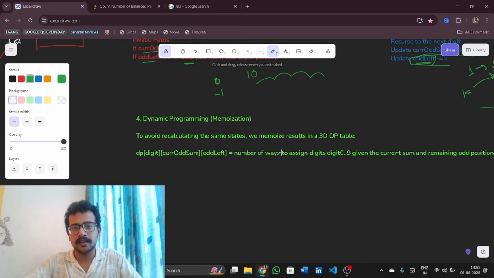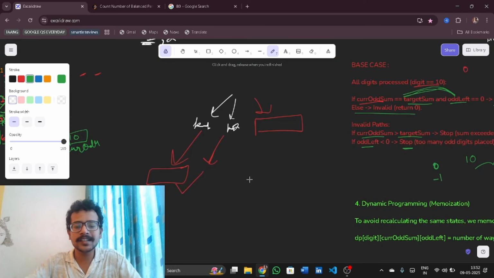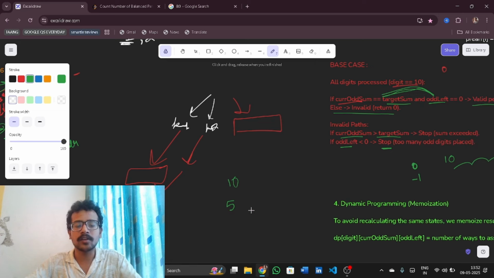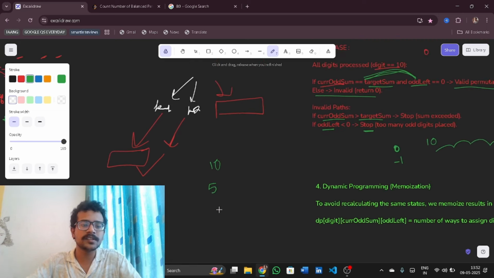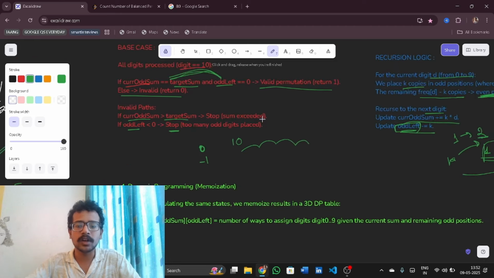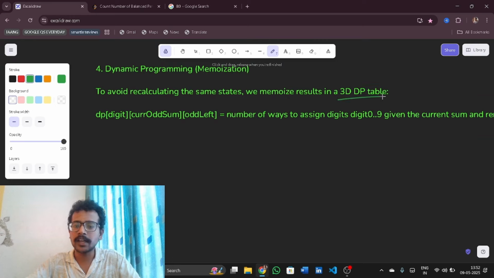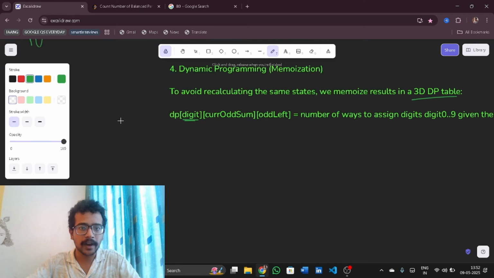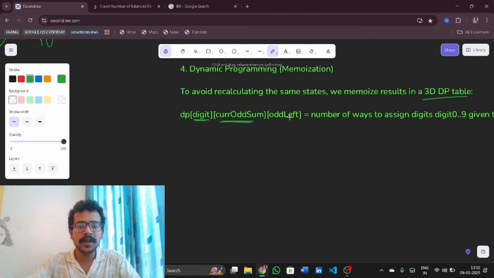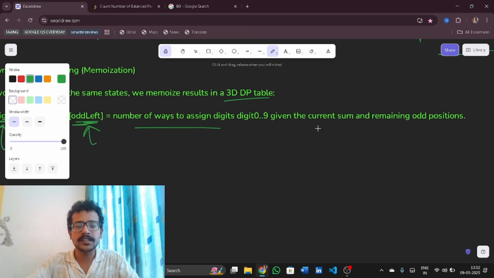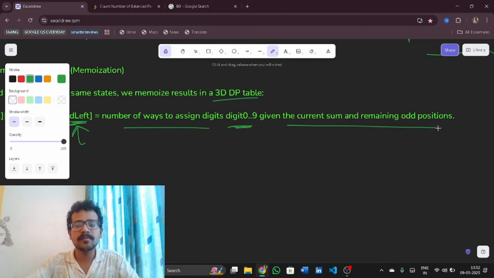Now why are we using dynamic programming? With a lesser constant like 5 to 10, I am just making an assumption, then we can use this recursion logic, just write this recursion without any memoization. But here we need a 3D table which stores the digit, the current odd sum, and the number of odd indices that are left. It gives the number of ways to assign digits from digit 0 to 9 given the current sum and remaining odd positions.